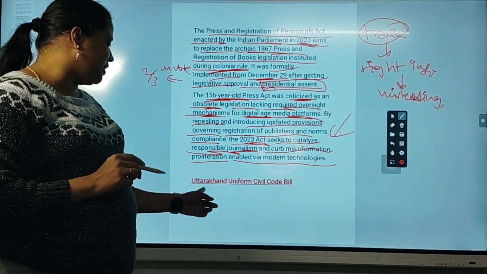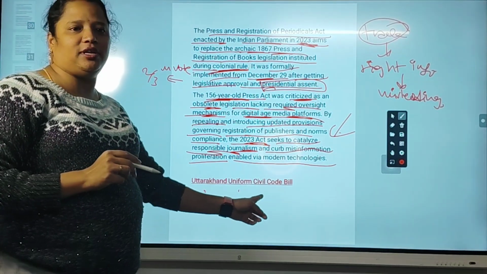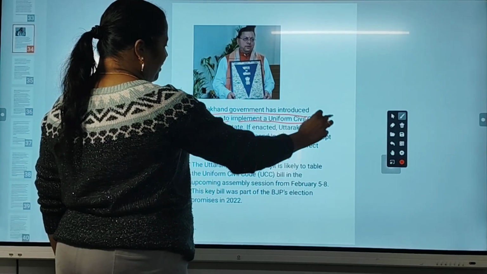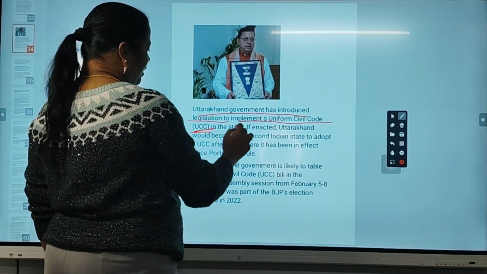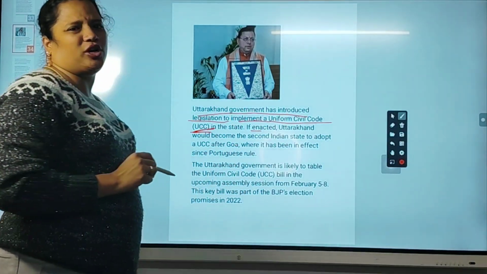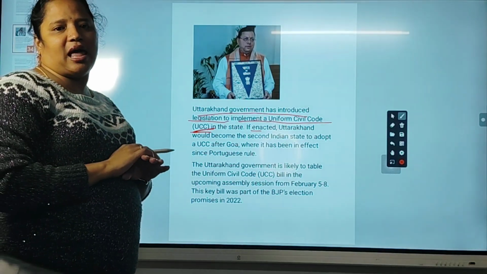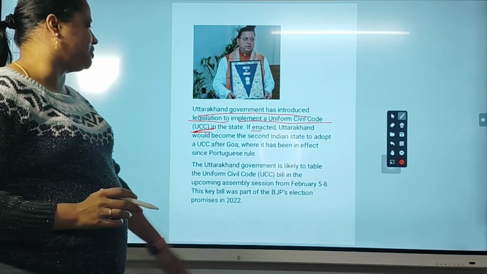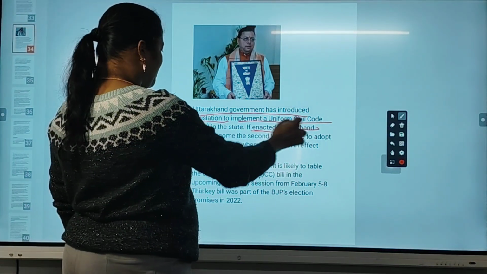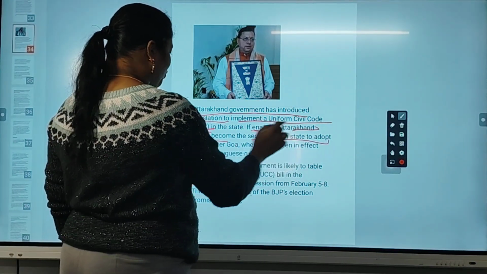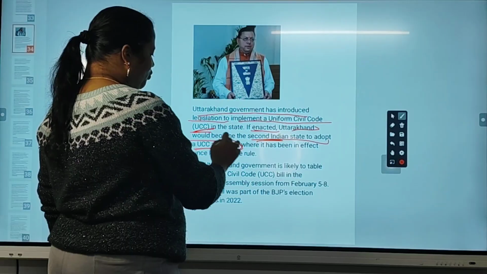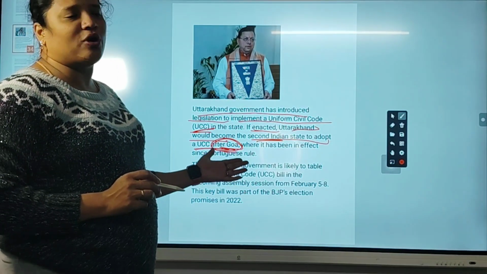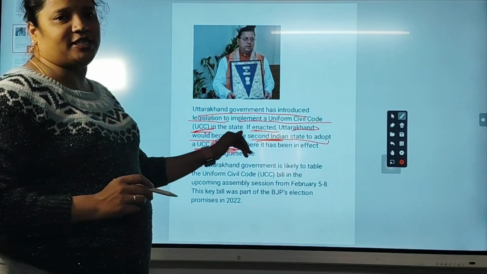So our next bill is the Uttarakhand Uniform Civil Code Bill. The Uttarakhand government introduced legislation to implement the Uniform Civil Code. Uniform Civil Code means the law is the same for all people. Rules are the same for all people, like that. If enacted, Uttarakhand would become the second Indian state to adopt the UCC after Goa. After Goa, Uttarakhand is the only state that has adopted this UCC bill.